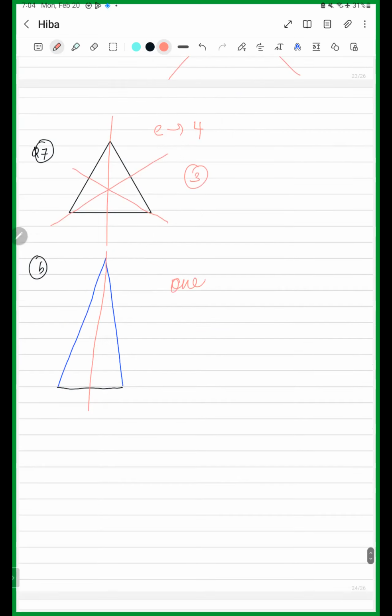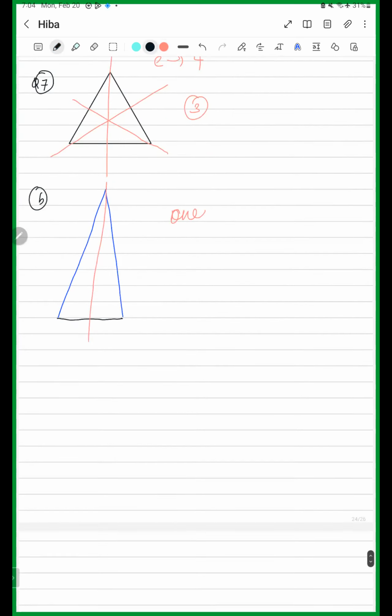Part C. Let's come to part C now. A scalene triangle. Scalene 0, means all sides are different. Yeah, very good. 0 lines of symmetry. Then part D, a square.